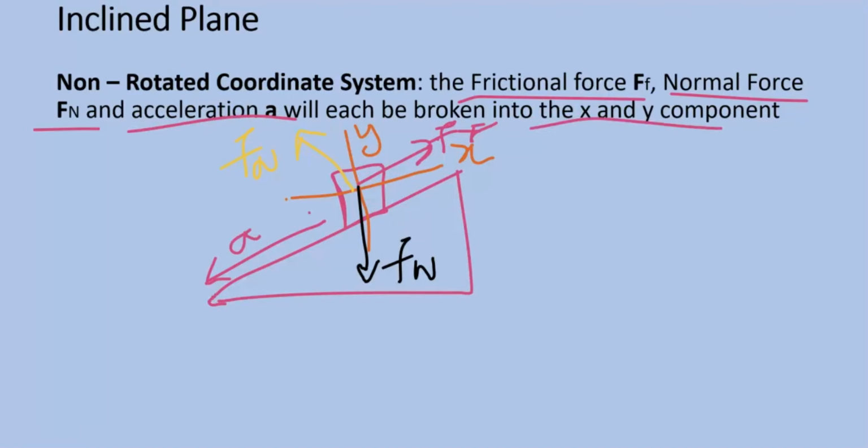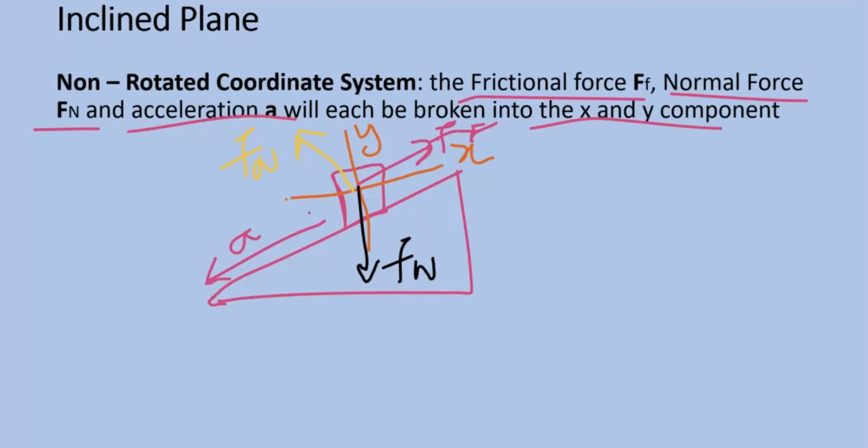So let's look at this. The normal force is between the x and the y coordinate. The frictional force is between the x and the y coordinate. Acceleration is between the x and the y coordinate. Then we have a non-rotated coordinate system of an inclined plane when friction is applied. That's how that is being defined.